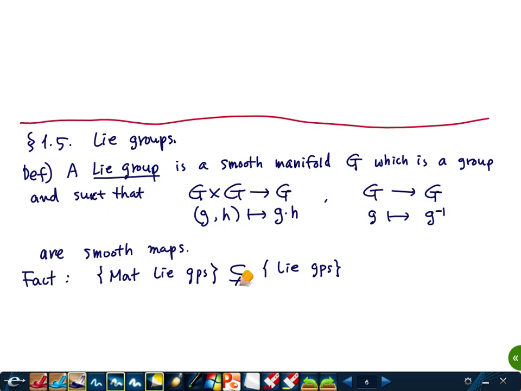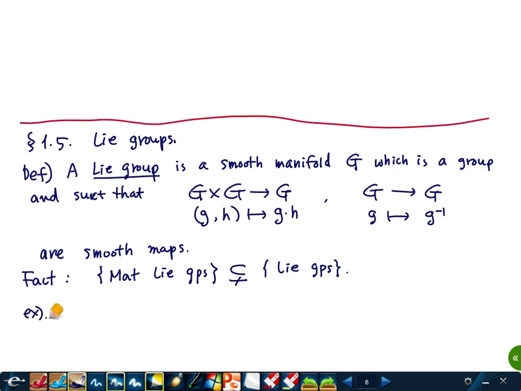But the converse is not true. This is a proper subset. There is a Lie group which is not a matrix Lie group. But like I said last time, most Lie groups which are interesting are indeed matrix Lie groups. So we will just restrict ourselves to only matrix Lie groups.